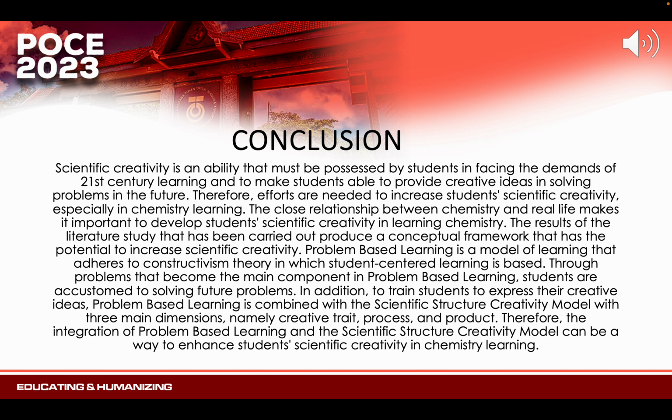In addition to training students to express their creative ideas, problem-based learning is combined with the scientific structure creativity model with the three main dimensions, namely creative trait, process, and product. Therefore, the integration of problem-based learning and the scientific structure creativity model can be a way to enhance student scientific creativity in chemistry learning.